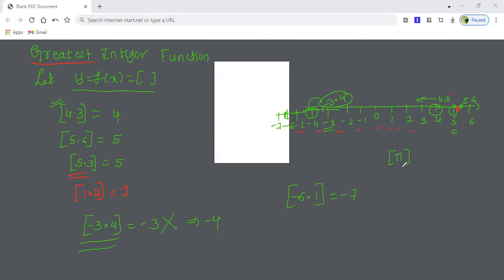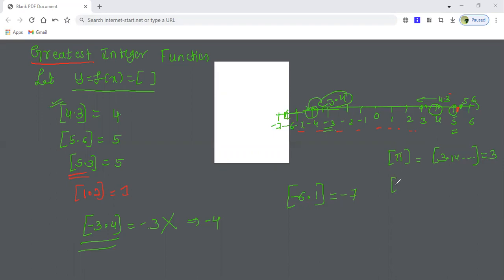What is the greatest integer of pi? So the value of pi, you know, is 3.14 and so on. It is recurring. So 3.14 means somewhere here it lies. So the greatest integer of 3.14 is what? It is 3. So this is equal to 3.